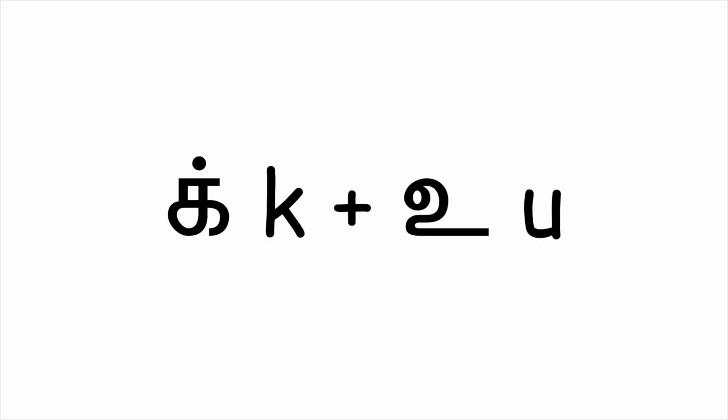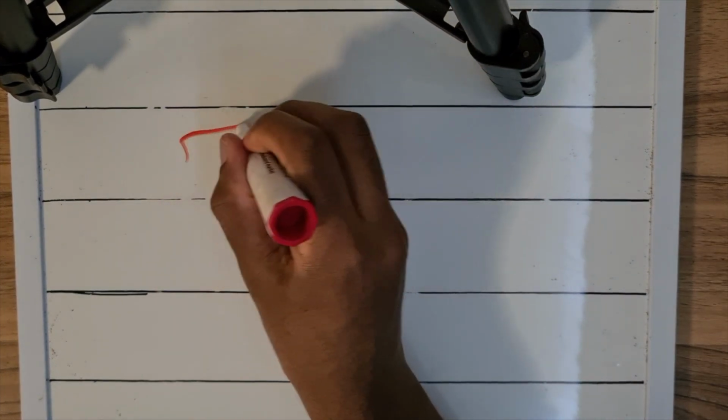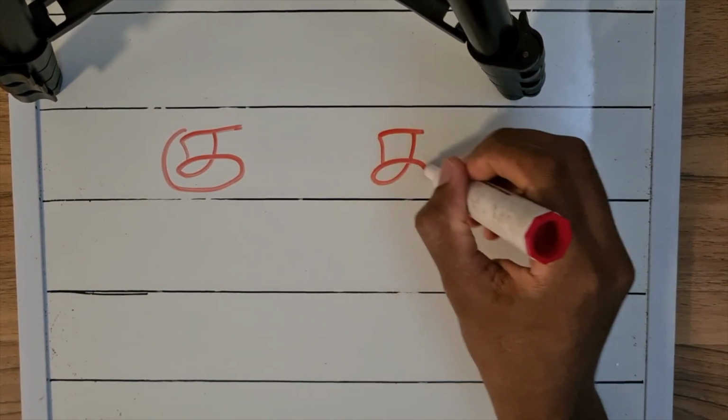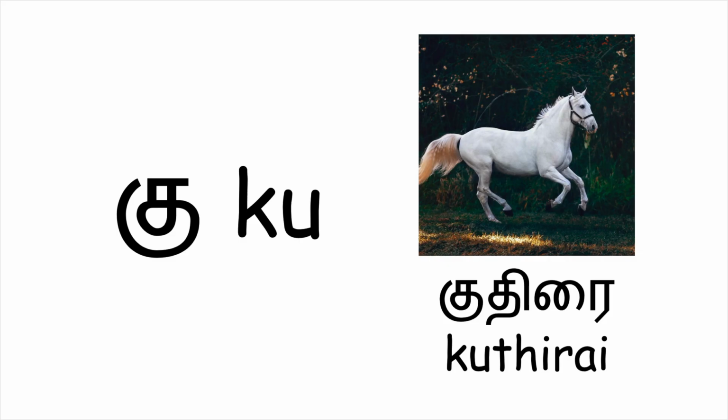This is the letter ku. It's formed from uk plus u. The consonant plus u combination letters are a bit annoying because they don't follow a consistent pattern and you need to learn them individually. But this is ku, and this is how you write ku. An example word that starts with ku is kudire, which means horse.